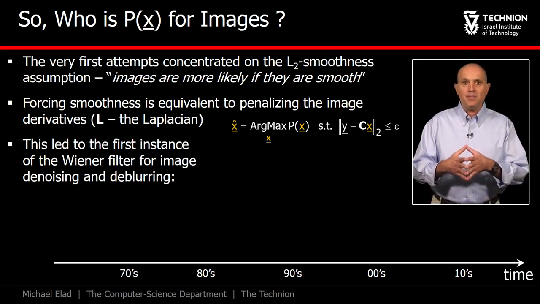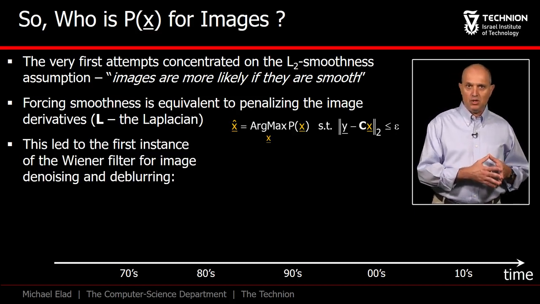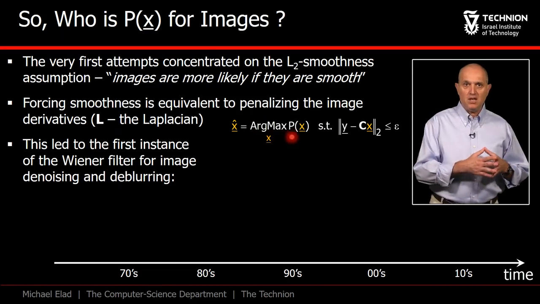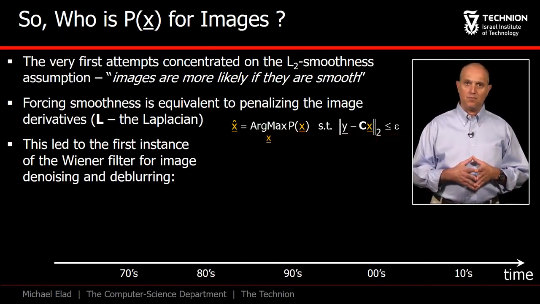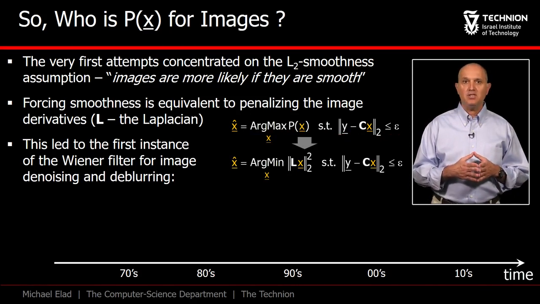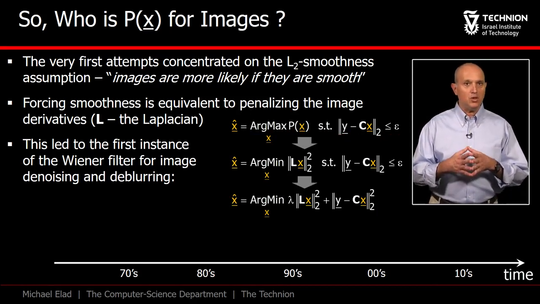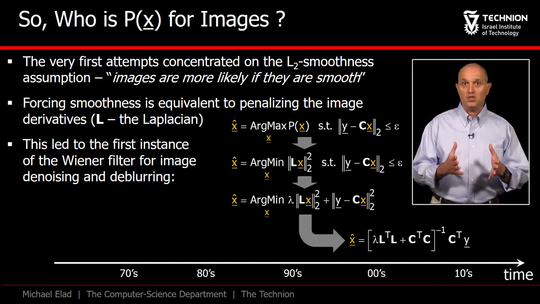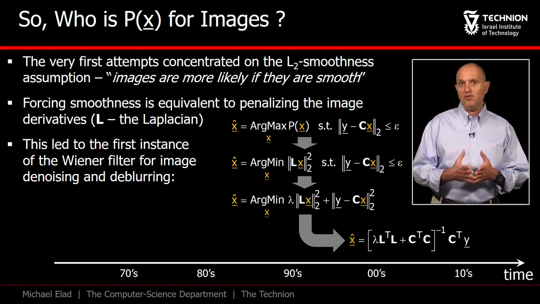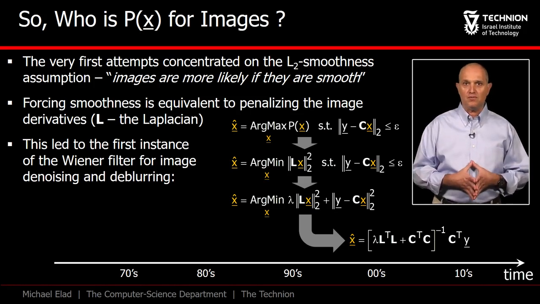Recall our earlier MAP suggestion. The restored image is the one maximizing the probability while being inside the measurements ellipsoid. This can be rephrased as the minimization of the Laplacian L2 energy. Turning the constraint into a penalty leads to a somewhat more pleasant problem and to this optimal solution. This is the well-known Wiener filter. The benefit of this L2 based prior is clear, as we got a closed form solution.